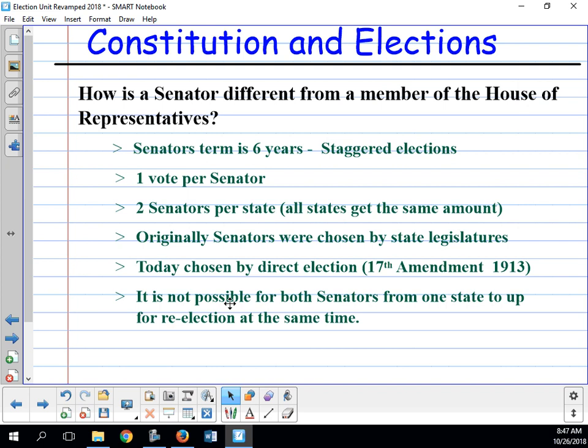Okay, and then it is not possible for both senators from one state to be up for re-election at the same time. So that's good. That means that not only is the election staggered, but it also means that we always have representation. There's always somebody standing for representation.